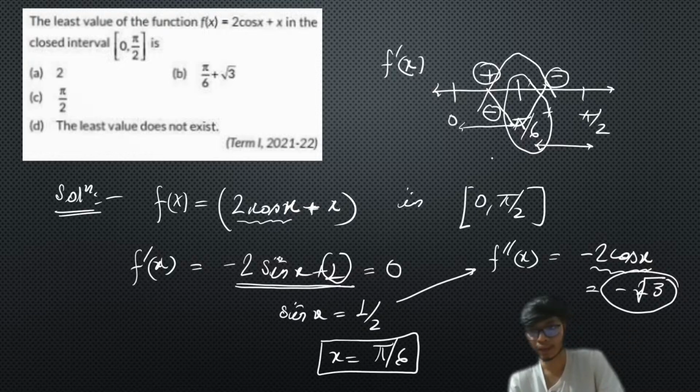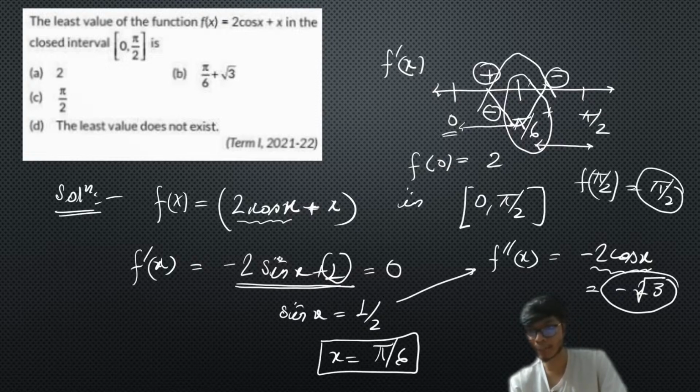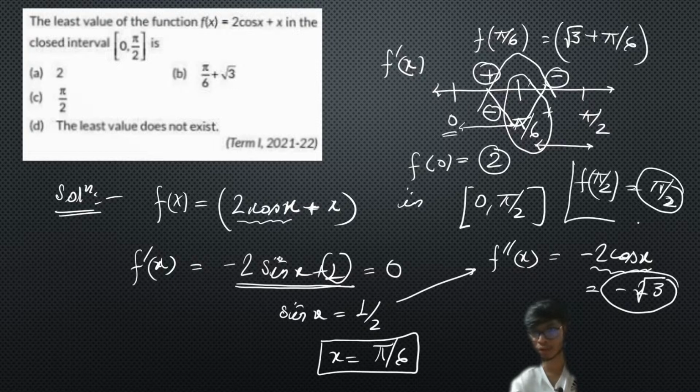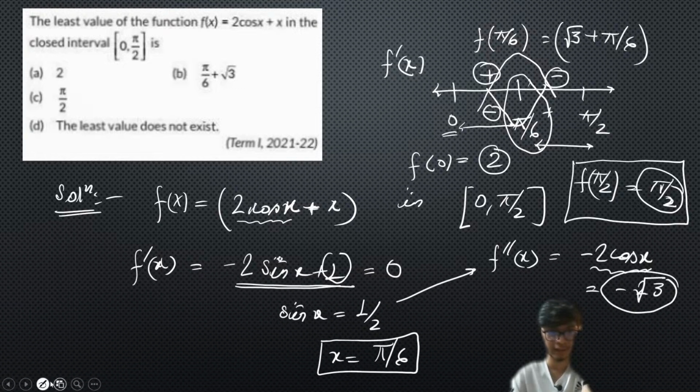So what we do over here is find the values at the endpoints. f of 0 is equal to 2, and f of pi by 2 is equal to pi by 2, which is 1.57, while f of 0 is 2. At pi by 6 I will have root 3 plus pi by 6. So from here, you'll find that the minimum value occurs at the endpoint pi by 2, which is equal to pi by 2. So our answer to this problem is option number C.